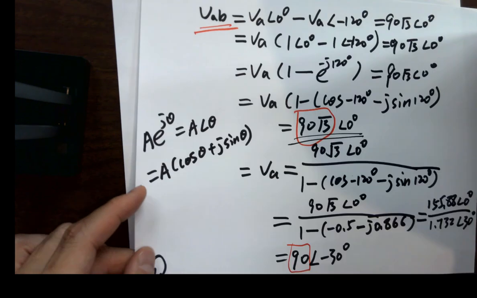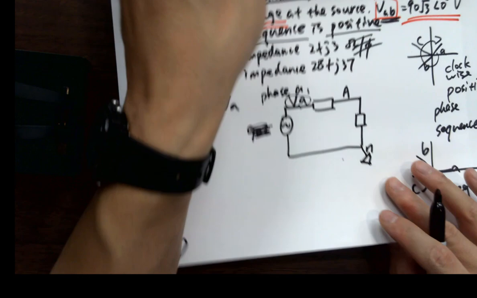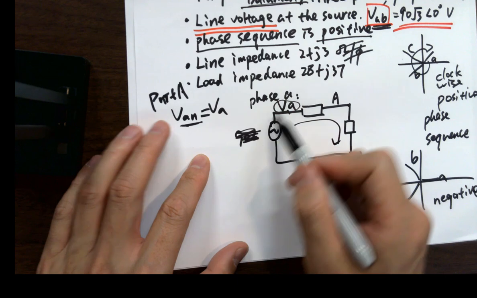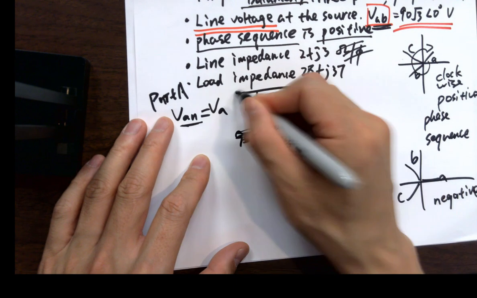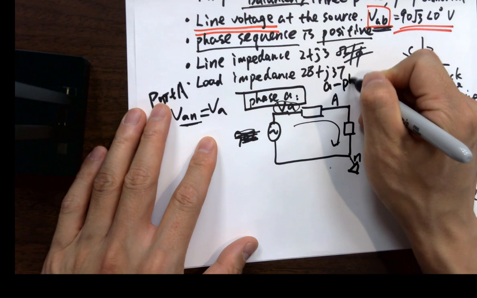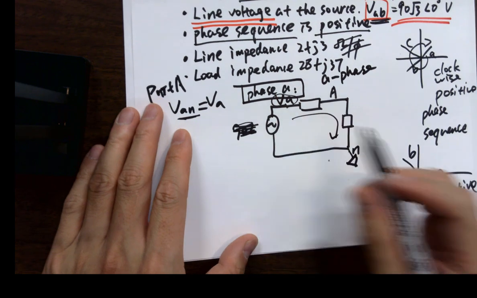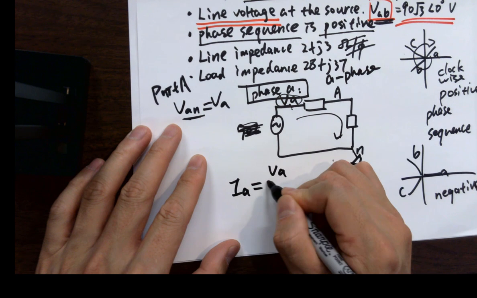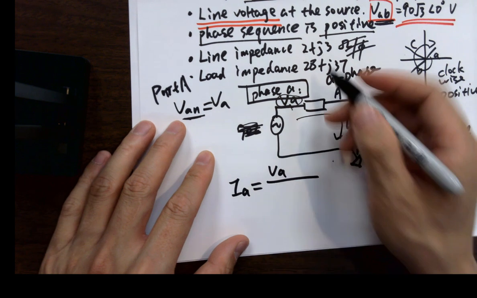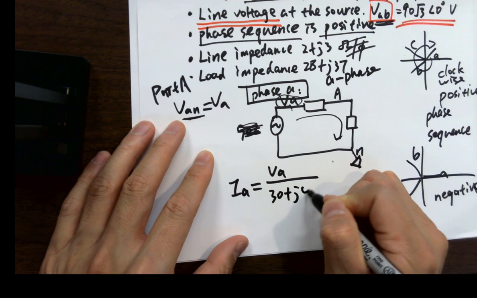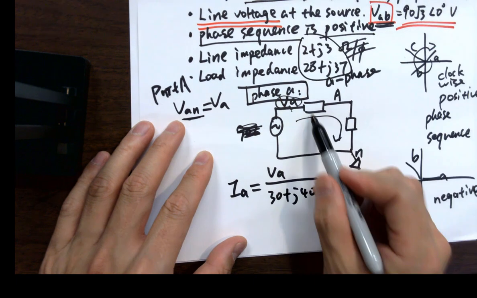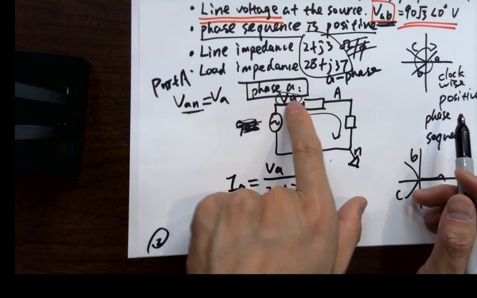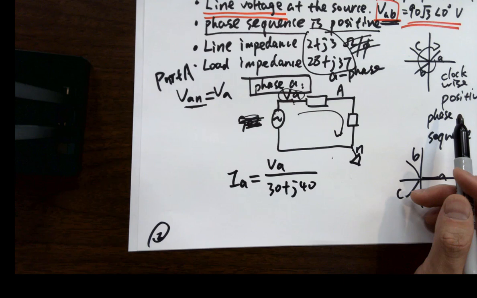Part B, calculate the line current in A phase. Can we do that? Let's look at this. Calculate the line current in A phase. This is just the one phase. You know the voltage, so the line current IA equals VA over the impedance, which is 30 plus j40, which is the two impedances added together. So it's basically the overall voltage divided by the overall impedance. That's IA, that's the line current.